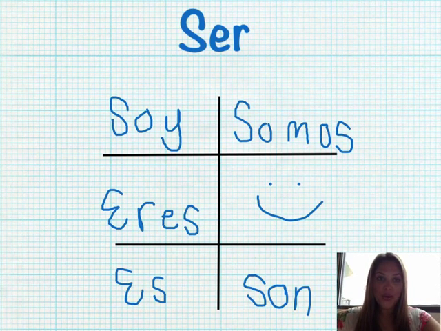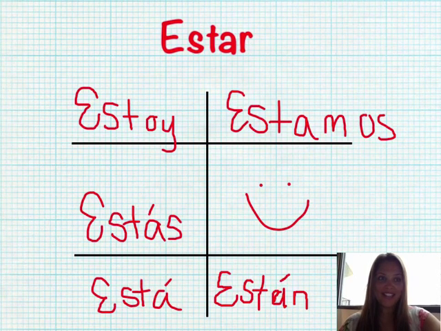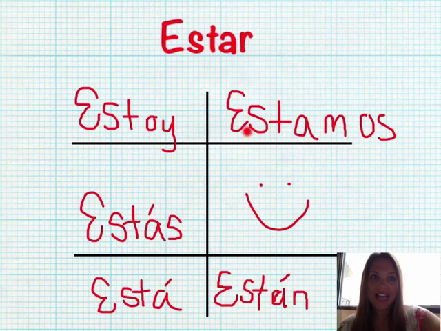Let's quickly review how to conjugate ser in the present form. So, yo soy, tú eres, él, usted es, nosotros somos, ellos, ellas, and ustedes son. Now let's conjugate estar. Yo estoy, tú estás, él, usted está, nosotros estamos, ellos, ellas, ustedes están.